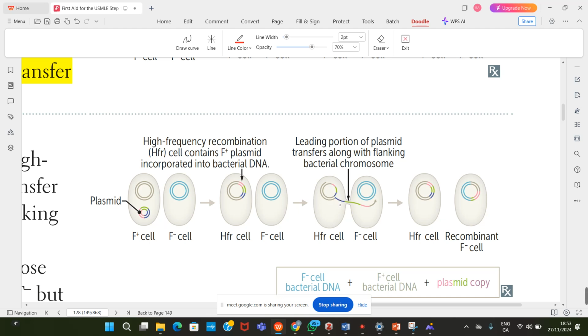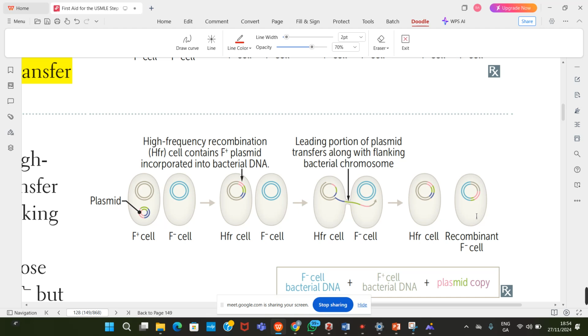Then that chromosomal DNA and the plasmid, all of them will now be incorporated into the chromosomal DNA of the F negative cell, which is the recipient cell, and they are going to form a recombinant. But it's not going to become F positive because it does not form a complete new plasmid. It's just taking the leading portion of that plasmid. The leading portion of that plasmid will not make it F positive. It has to be duplicated.